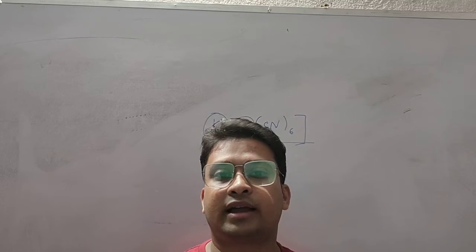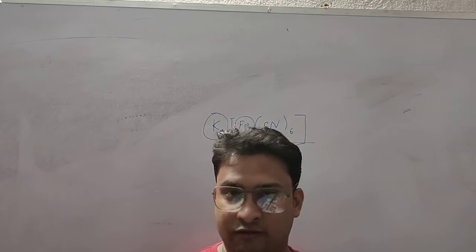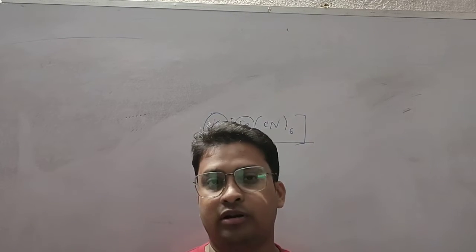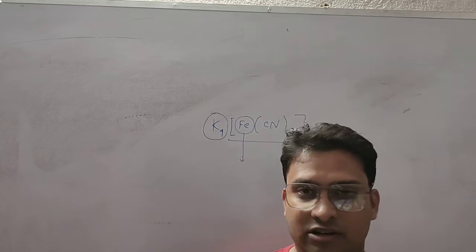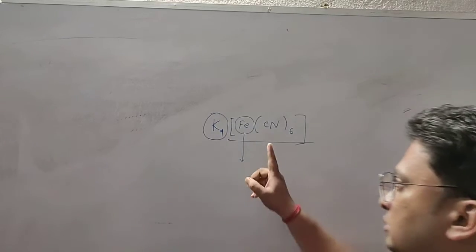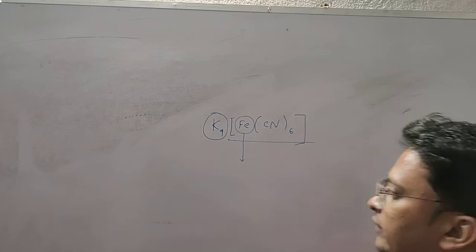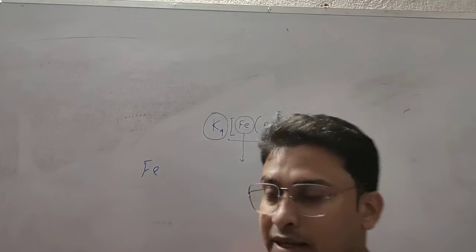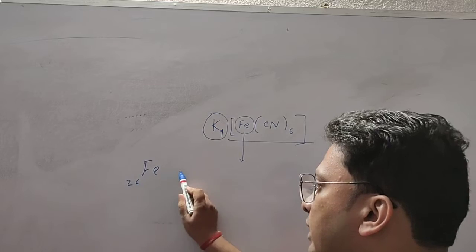If it has a vacant d orbital, at that time that element is called a D block element. So Fe has a vacant d orbital. If I say Fe, what is the atomic number of Fe? That is 26.